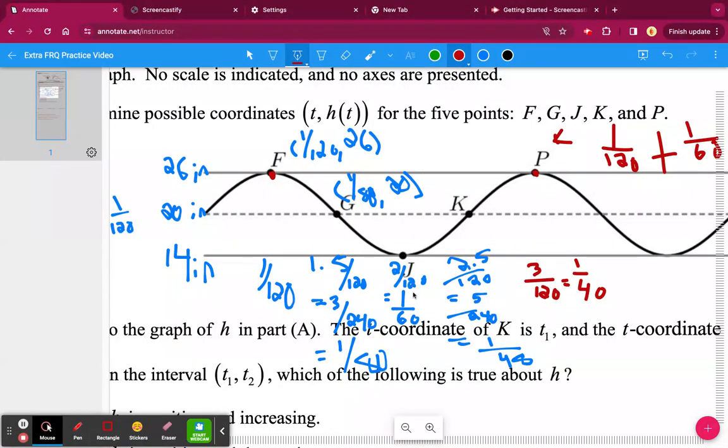I'll write this one in red. So right here, 1 over 60 and 14. Sorry for the handwriting here. I'm writing with my mouse best I can. K is going to be 1 over 48, comma 20. Oh, sorry. And then P right here is going to be 1 over 40, comma 26.